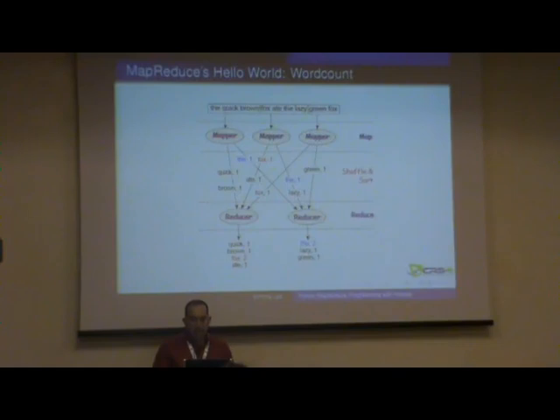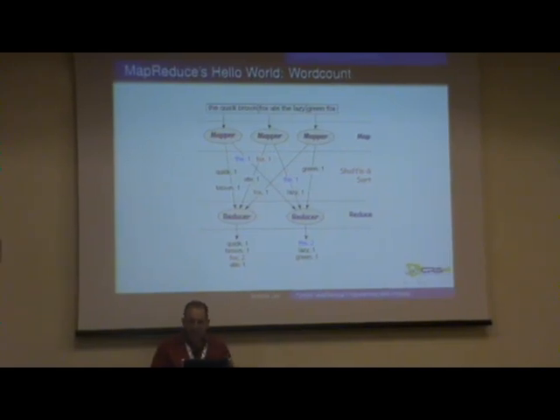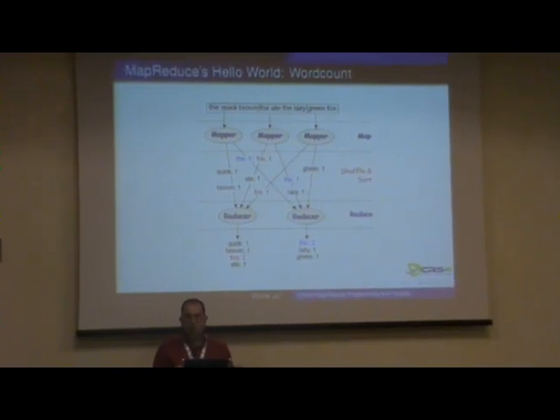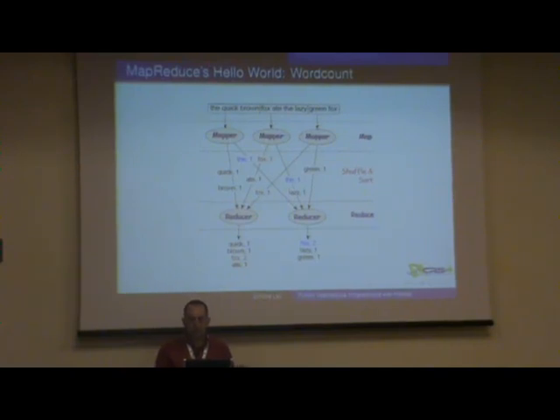So here is MapReduce's Hello World, the mandatory word count example. It is a typical example of a data-driven application because it is actually a very simple task if you have to do it on 1 megabyte of data, but it's not so simple if you have to run it on maybe 1 terabyte. All you have to do is simply count the occurrences of each word in a given amount of text.